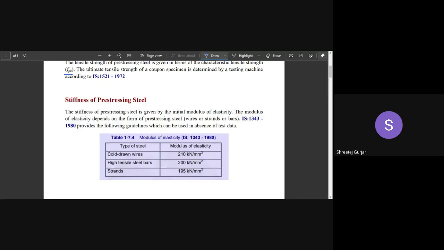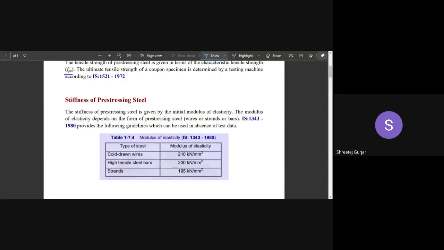Next, coming to the next point. In IS 1343, the pre-stressing code for pre-stressed concrete, IS 1343:1980 provides the following guidelines which can be used in the absence of test data. Whenever you do not have any test data with you, you can follow the guidelines provided in this IS 1343. Table number 1.7.4 gives us the modulus of elasticity for different types of steel.